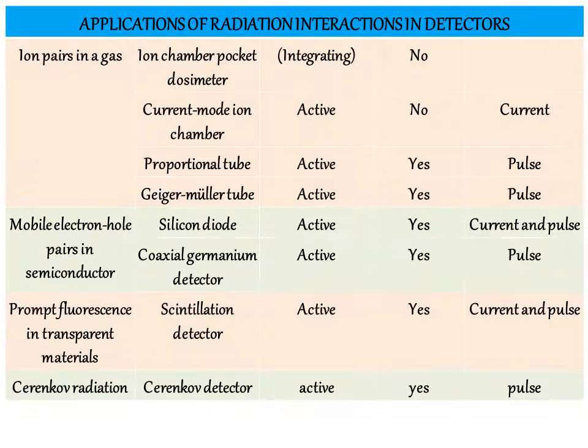or this is the method which is used in a bubble chamber. Ion pairs in a gas can be used in an ion chamber pocket dosimeter, a current mode ion chamber, or a Geiger-Müller tube. The mobile electron hole pairs in semiconductors can be used in silicon or coaxial germanium detectors. Prompt fluorescence in transparent materials is used in scintillation detectors. And Cherenkov radiation is used in the Cherenkov detector.